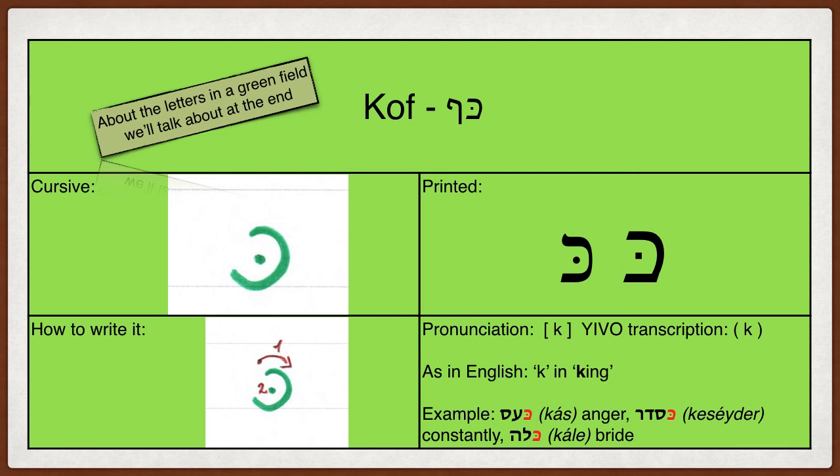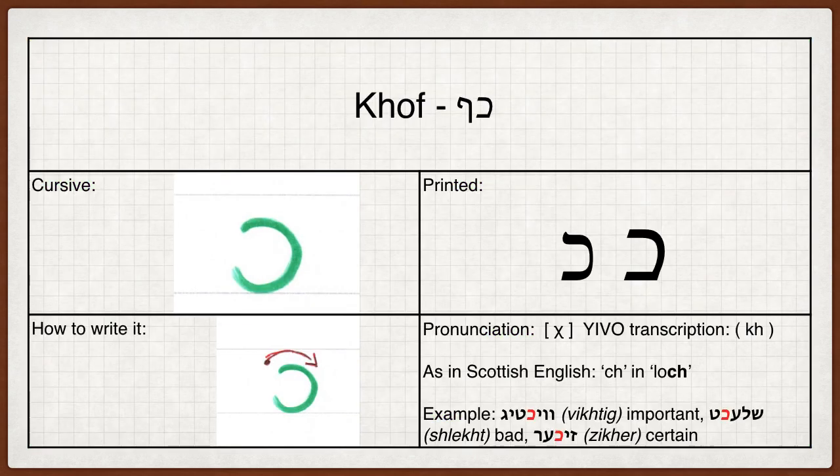So, yeah. Moving on. Khaf. The pronunciation is kh, just like in the German name Bach, or in the Scottish word loch. A few examples. Wichtig, important. Schlecht, meaning bad. Sicher, meaning certain.